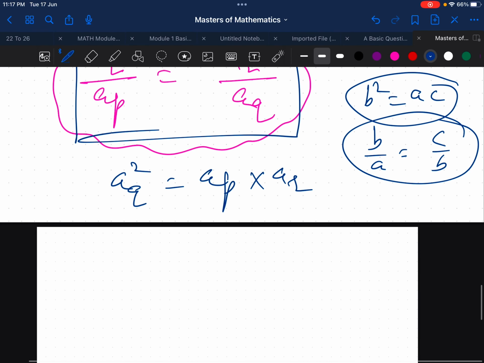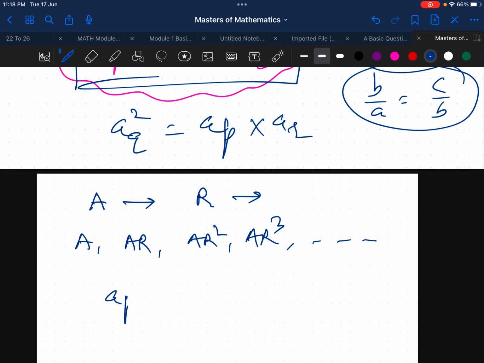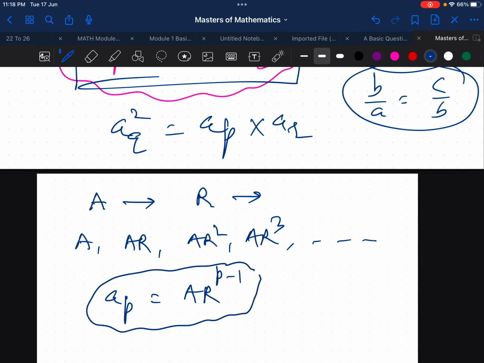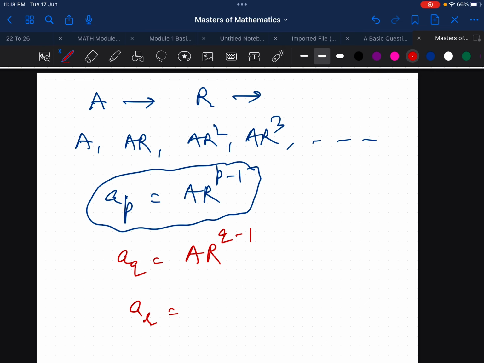Now let us start. Let us take the required GP as first term A and common ratio R. So the first term is A, then AR, then AR square, then AR cube, like this. In that case, I can write the Pth term will be AR raised to power P minus 1, and the Qth term of this GP will be AR raised to power Q minus 1, and the Rth term will be AR raised to power R minus 1.